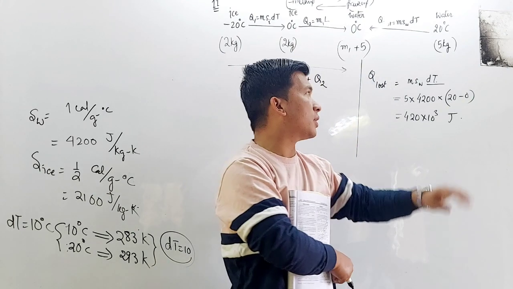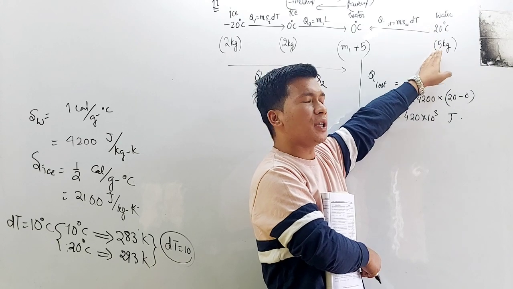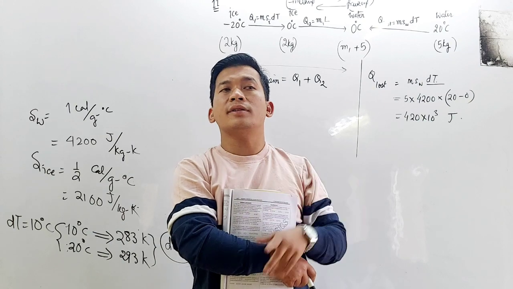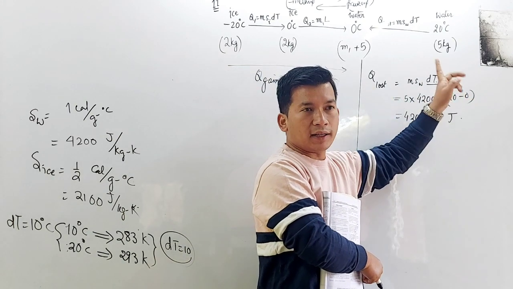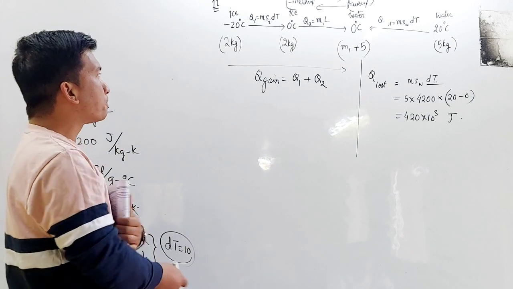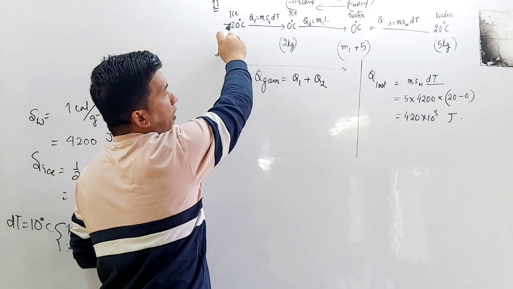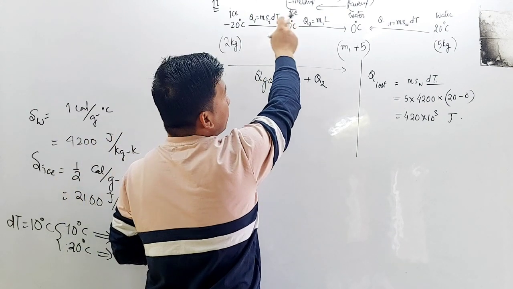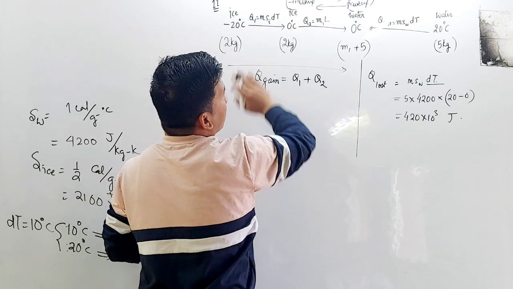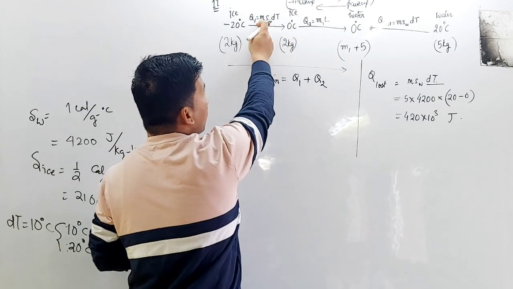m s delta T is applied whenever there is no change in our state. Just as in the case of water, from 20 degree water to 0 degree water the state is not changed, only the temperature changes, so we apply this formula. Now let us consider the ice, from minus 20 degrees Celsius converted to 0 degree ice without changing the state, only the temperature changes. We are going to take what is the mass?